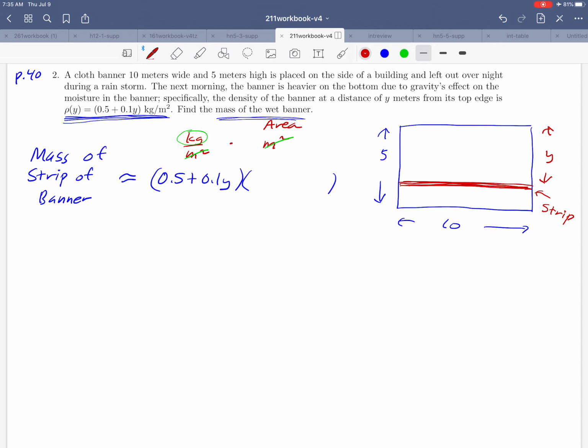Okay, so what would the area of this strip be that we have? Well, we need to take its length times its height, and you can see from the picture that it's 10 meters wide. And what would the height be? Well, we want the height to be a really small distance, so it's natural to call that dy. So those two things multiplied together is going to give us an idea of the approximate mass of this strip.